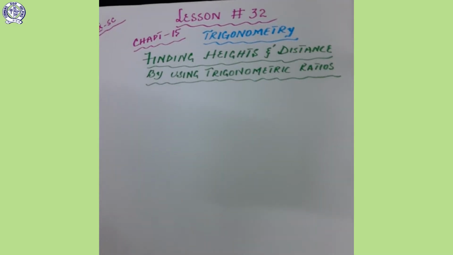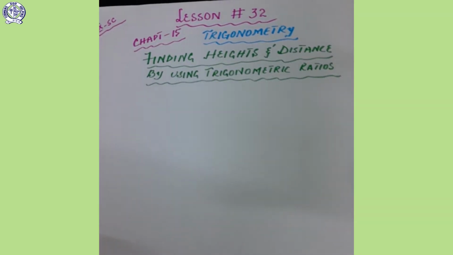Last time we did the solution of the right angle triangle, and today we are going to study height and distance by using trigonometric ratios. It is also the same as solving the right angle triangle like we did in the previous lesson. In the previous lesson you had to find all the 6 elements, but here you will find only the required element, whatever they have asked, only that part.